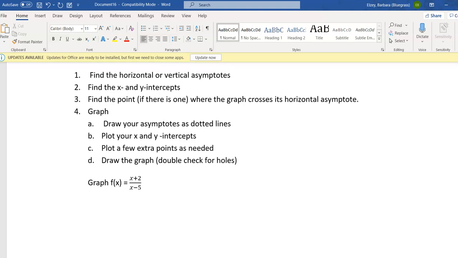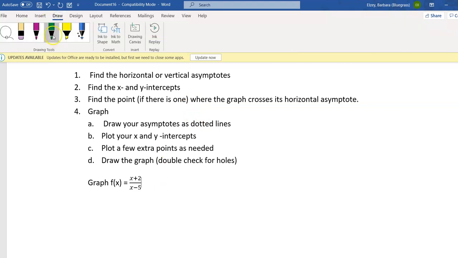All right, so let's graph this function. Let's take it through the steps. First, we're going to find the horizontal and vertical asymptotes. And remember, to find the vertical asymptote, we set the bottom to 0. So I'm going to set the bottom to 0 and solve this. I'll add 5. And we get x equals 5.